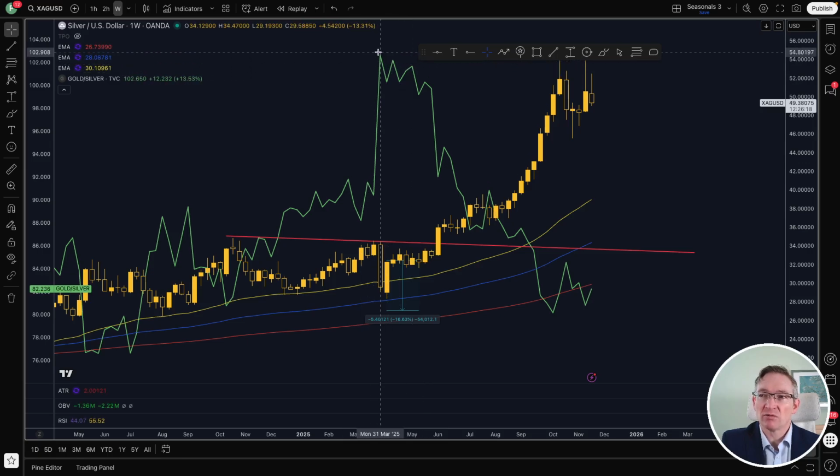Whenever the gold-silver ratio is up over 100, for me, that's a clear indicator to buy silver. It means silver's cheap relative to gold and was likely to benefit from the bull run we've seen in gold, as it catches up. So that was a great trade.